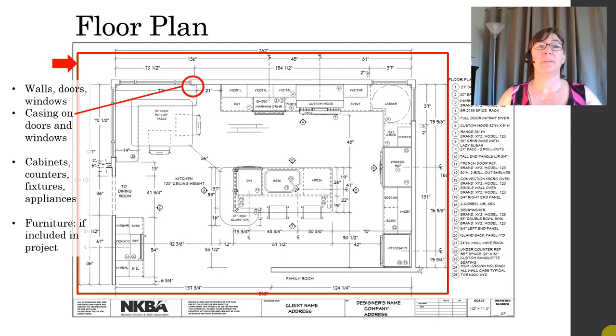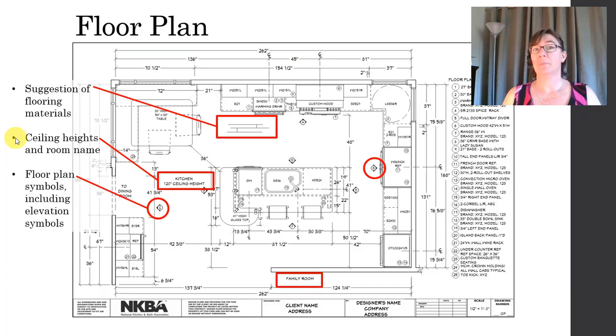The first thing I want to point out is that the floor plan shows all walls, doors, and windows. It also shows specifically any casing or trim on your doors and windows. And here's an example of that, casing on your doors and windows right here. It shows all cabinets, counters, fixtures and appliances. No surprises here. Your floor plan will also show furniture if it's included in your project. If there's maybe some existing furniture that is not important to your project, you might leave it off. That's up to you.